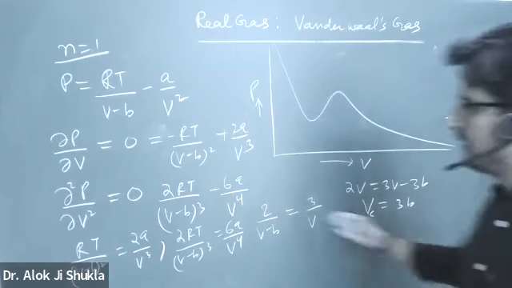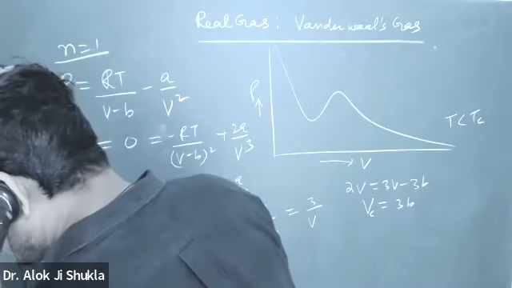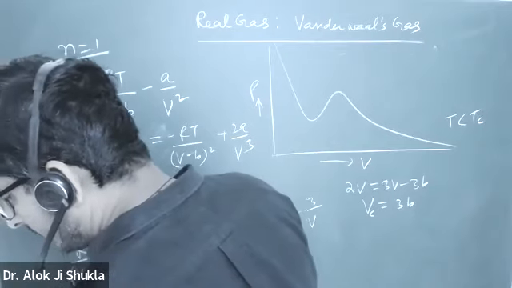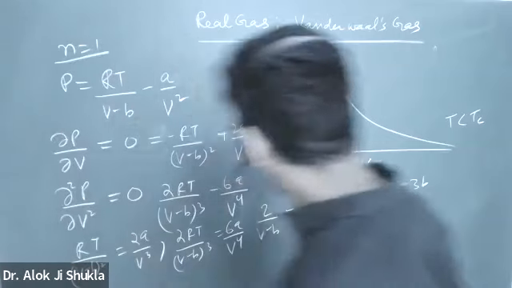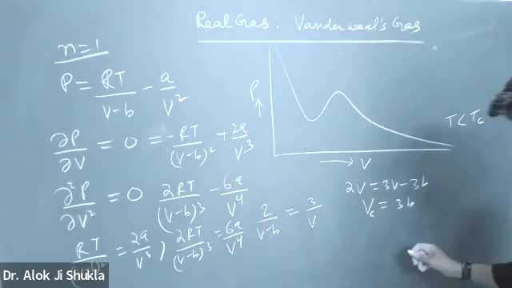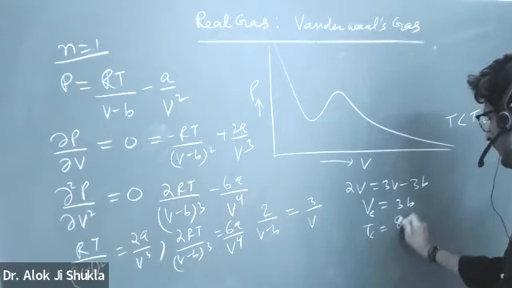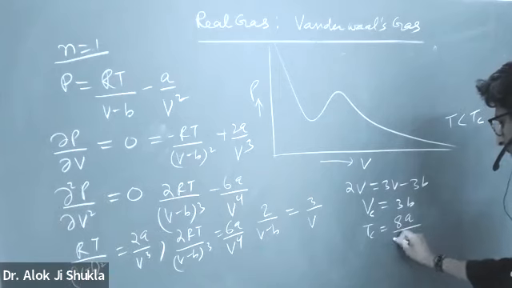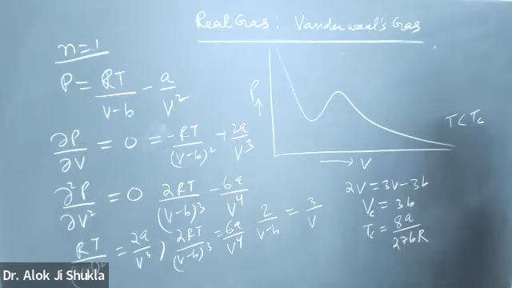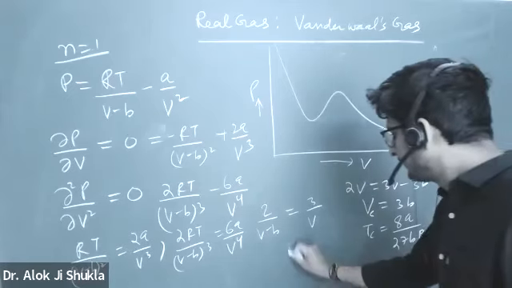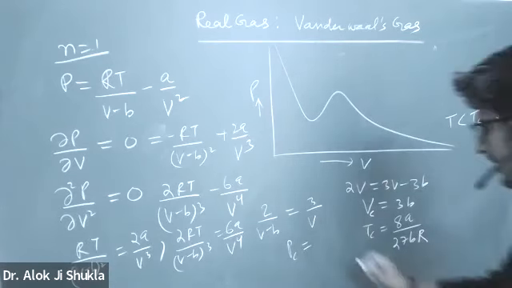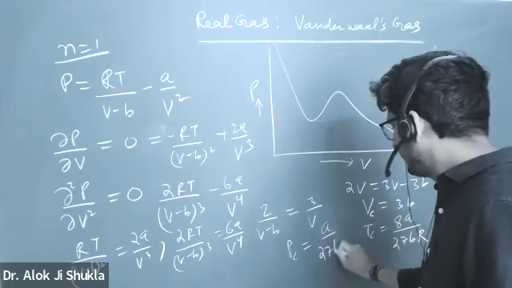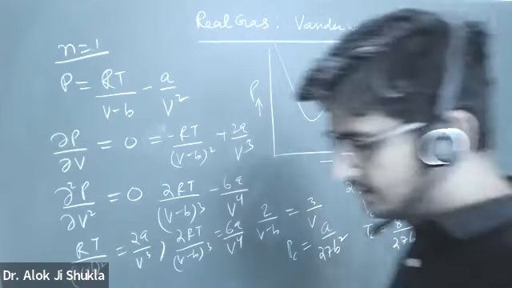Put this value of V here. You will get critical temperature. And put both values here. You will get critical pressure. So critical temperature Tc is equal to 8a by 27bR. This will be critical temperature. And what will critical pressure be? Pc is equal to a by 27b square. This will be your critical pressure.